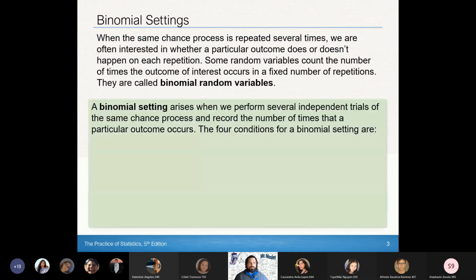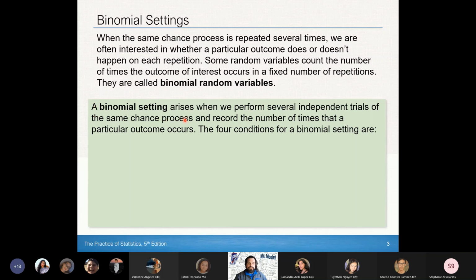First, binomial settings. All right. When the same chance process is repeated several times, we are often interested in whether a particular outcome does or does not happen on each repetition. Some random variables count the number of times the outcome of interest occurs in a fixed number of repetitions. They are called binomial random variables.